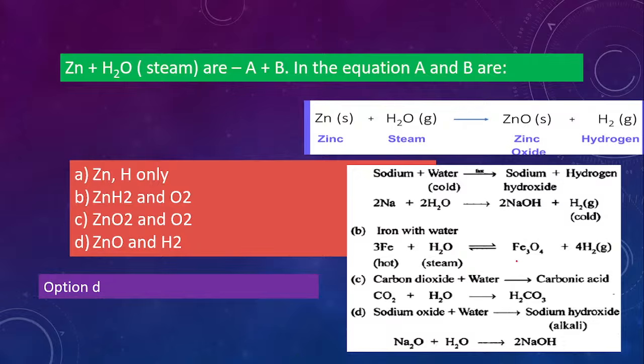Carbon dioxide plus water will form carbonic acid. That's present in your soda bottle. Sodium oxide and water will form sodium hydroxide, which is an alkali. Take one screenshot of this. Okay, let's do the next one.